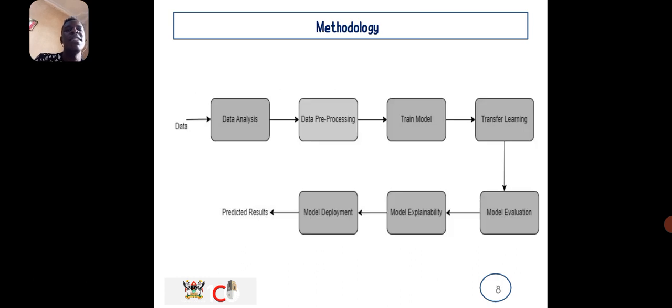And this is the structure of our methodology. So after collecting our data, we shall perform some exploratory data analysis, data pre-processing, train our model, use a bit of transfer learning, model evaluation, model explainability, and finally, model deployment.